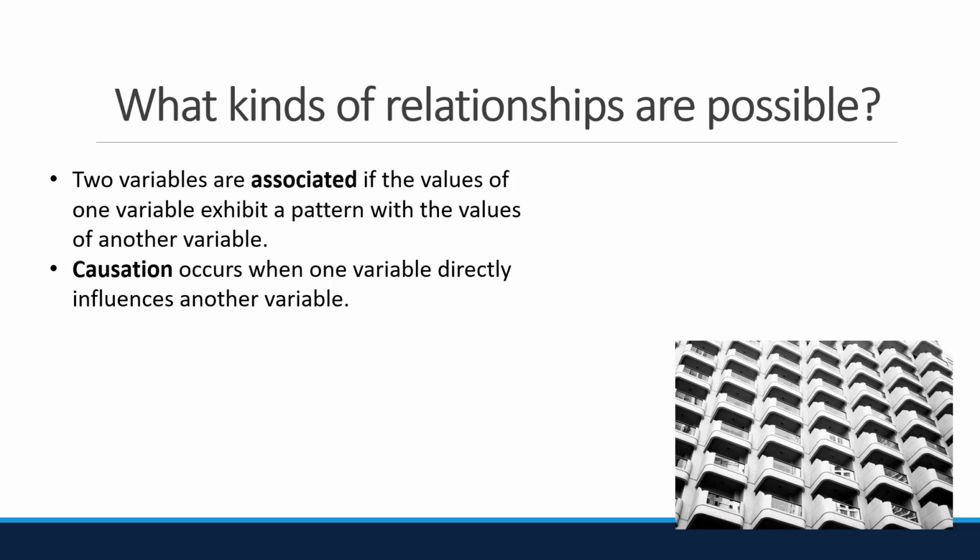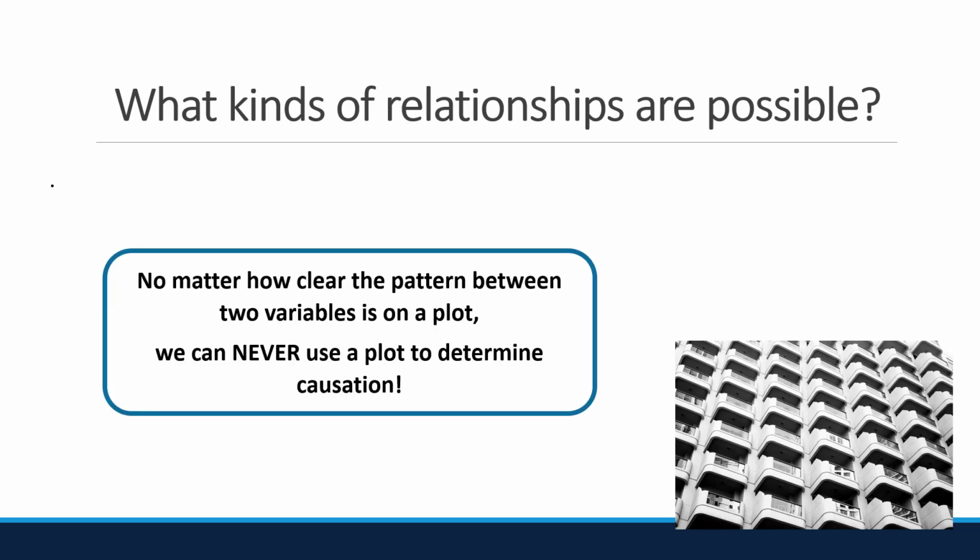Associations do not necessarily mean that one variable has a direct influence on the other. Causation occurs when one variable directly influences another variable. The distinction between association and causation can be tricky. The key is to remember that associations are only visual. Understanding the distinction can be hard for people because when we see visual patterns, we tend to think that there is some underlying cause for the patterns.